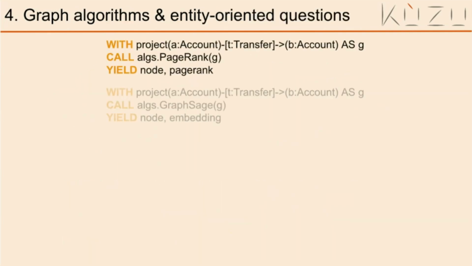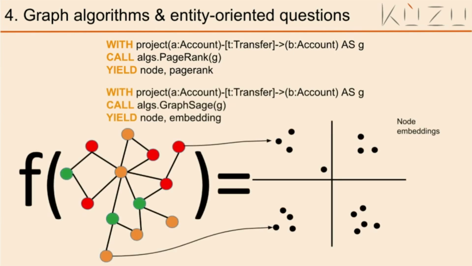And I think the most interesting thing about this is the way you apply algorithms for machine learning, or in general analysis, on your data: the idea of entity-oriented questions. An entity-oriented question is when you know that your entity is of interest. In this case, let's say we're interested in accounts. So what we can do is ask questions specifically about that kind of entity.